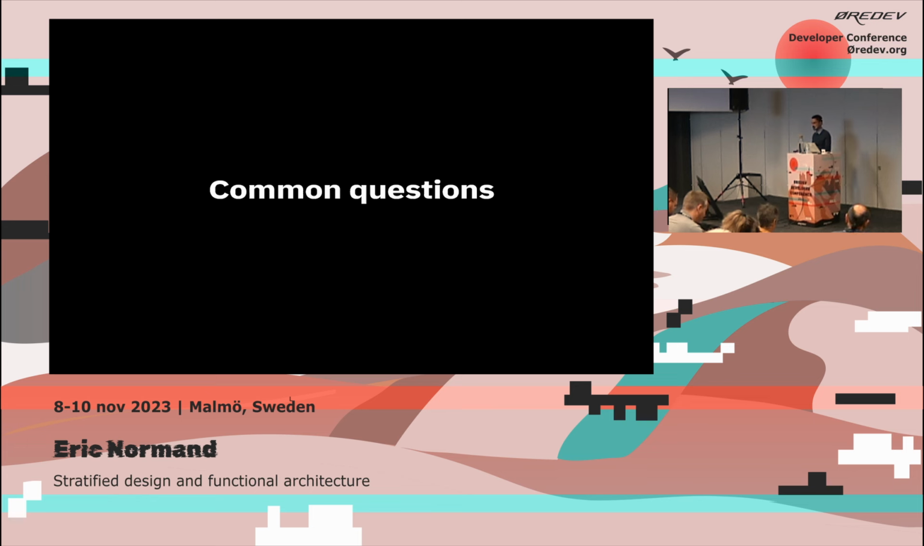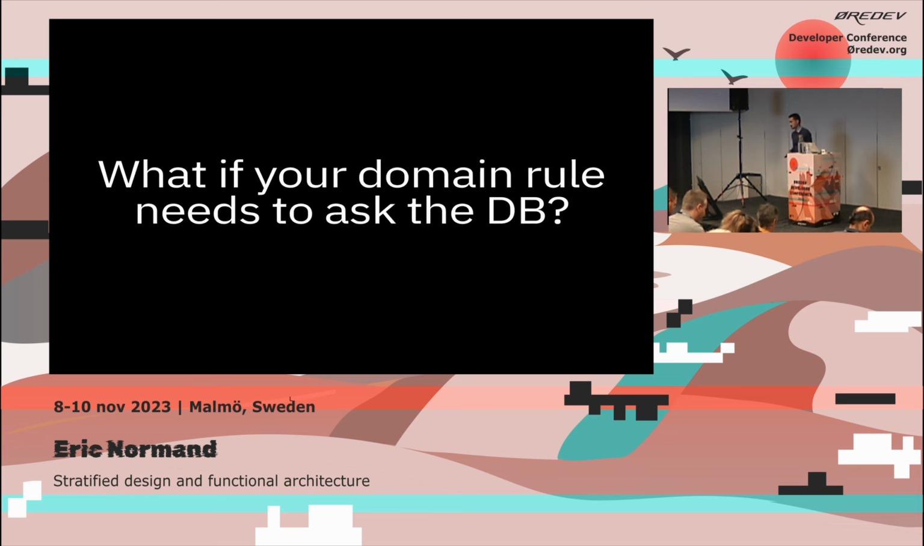So thank you though. Okay, so common questions about the onion architecture. Any more questions? Okay, good. Thank you for that because I was unclear. All right, so here's a question I get every time I present the onion architecture, except today. What if your domain rule needs to ask the database for more information? I get this all the time.